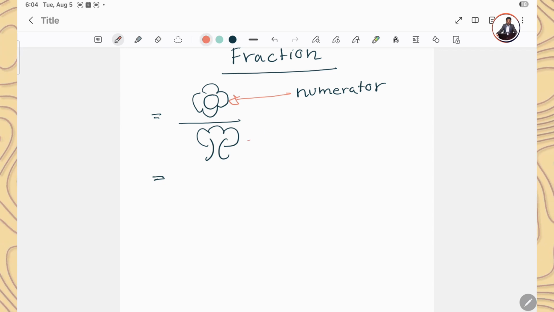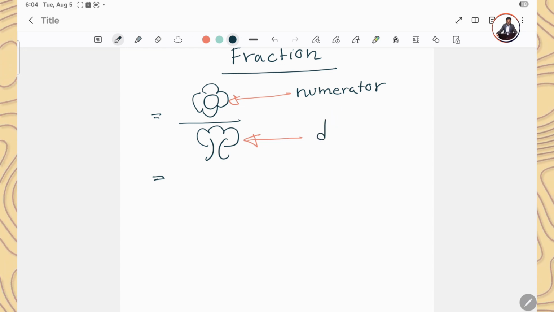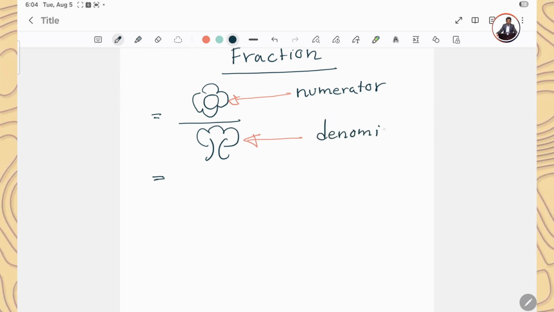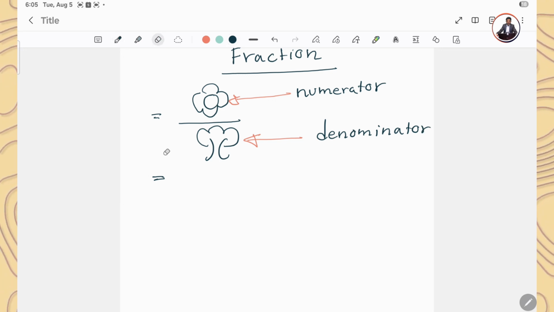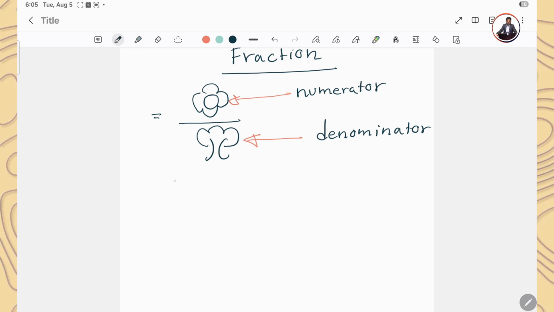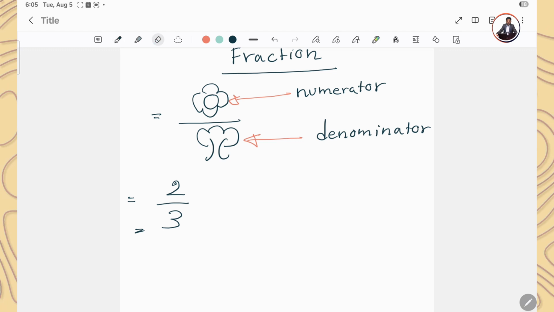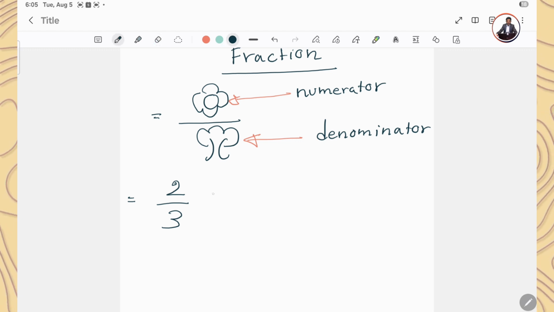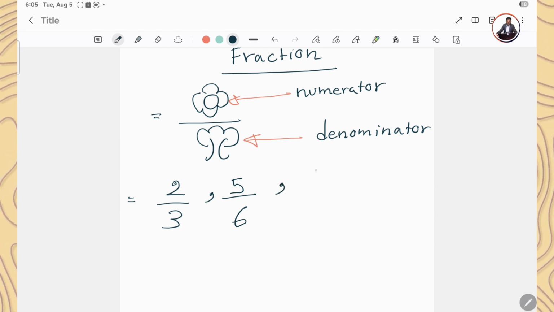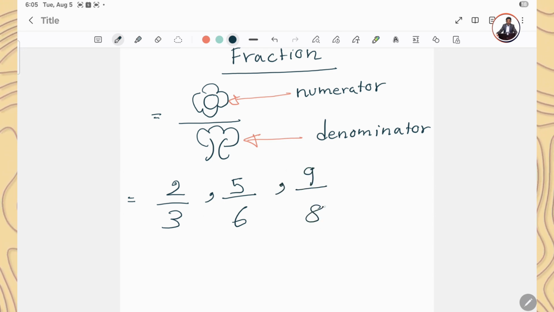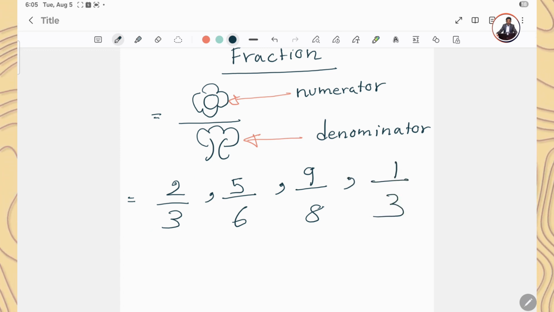On the bottom part, we call it the denominator. For example, 2/3, right? 5/6, 9/8, 1/3. These all are fractions.